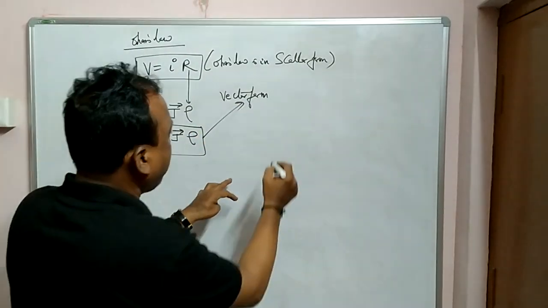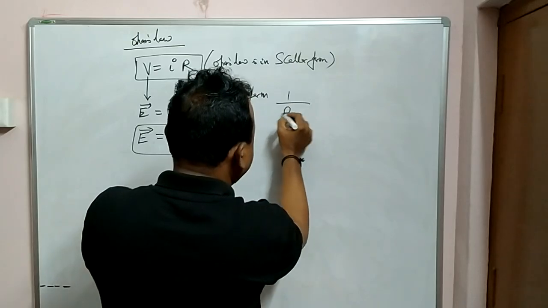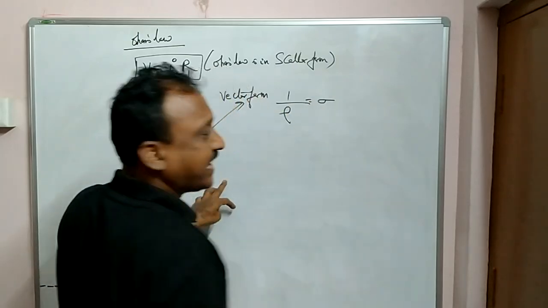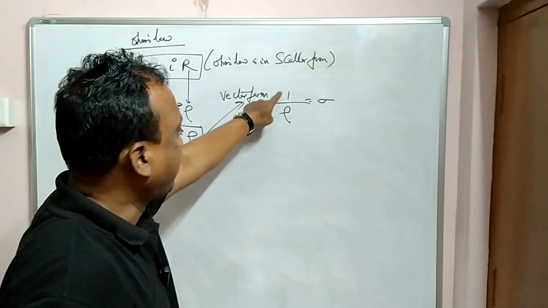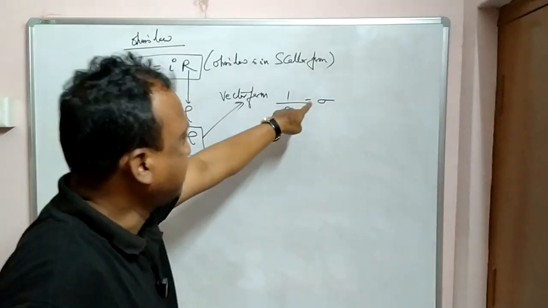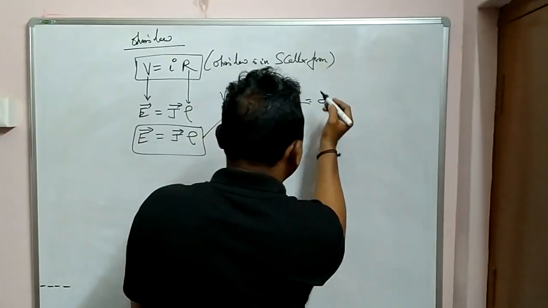Now we already know what the reciprocal of specific resistance, resistivity, is: conductivity. The reciprocal of resistivity or specific resistance is equal to conductivity. 1 by rho is equal to sigma.